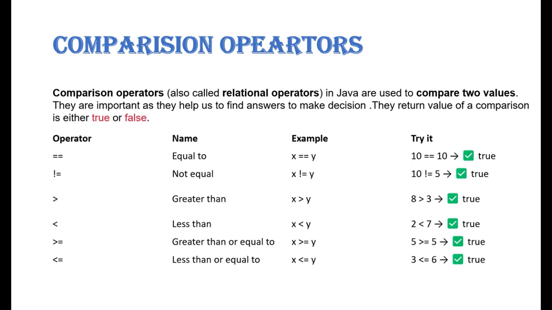You can see we have operators like equal to, not equal to, then greater than, less than, less than or equal to, and greater than or equal to. If the result of comparing the two values using these operators comes out true, Java returns true, and if it comes out false, Java returns false.